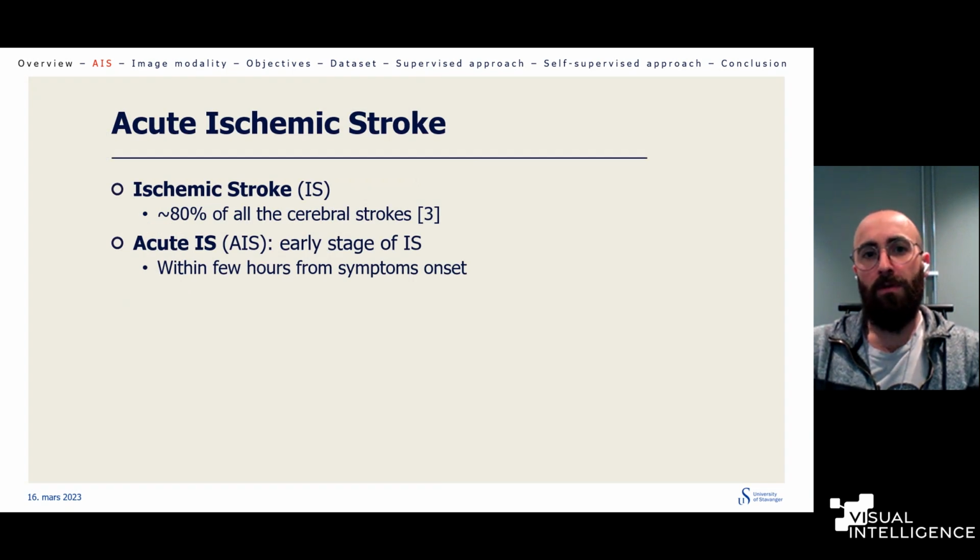Specifically, we focus our work on ischemic stroke, which makes up approximately 80% of all cerebral strokes. Moreover, we focus on acute ischemic stroke, which is the early stage of an ischemic stroke. So we focus on the few hours from symptom onset, after the stroke happened, the first 4-5 hours of the stroke.